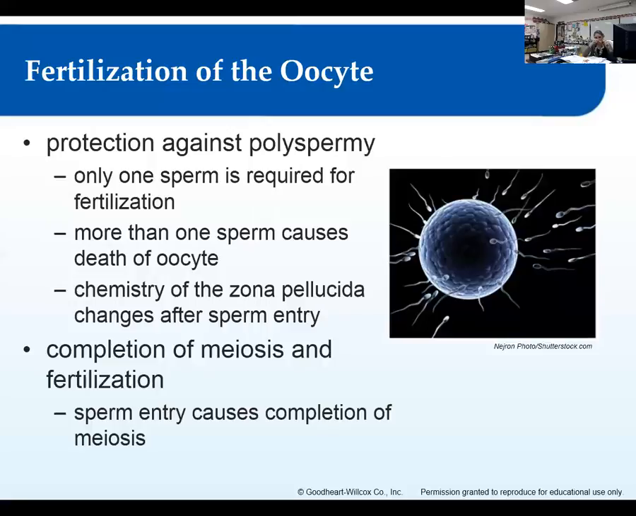All right, fertilization of the oocyte. So again, protection against that polyspermy. Only one sperm is required for fertilization. More than one sperm causes the death of the oocyte. And then the chemistry of the zona pellucida changes, like I just said. One thing to note, it's one sperm and one egg.